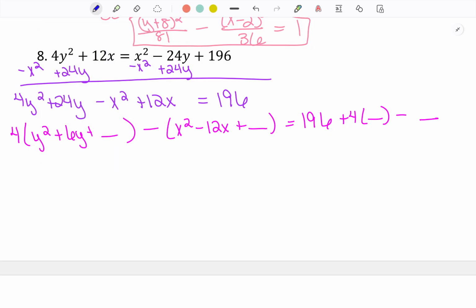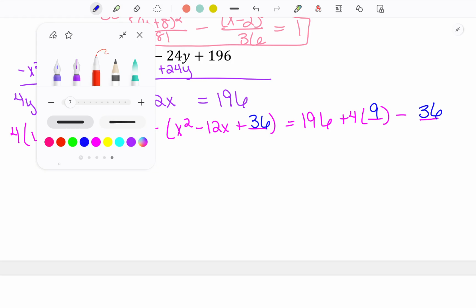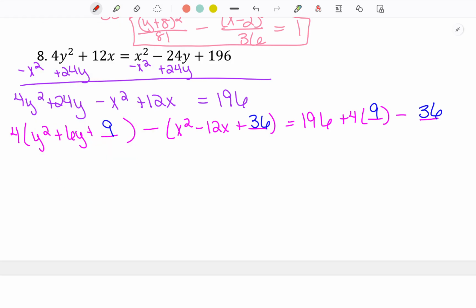So then we have half of 6 is 3, and then 3 squared is 9. So we'll have 4 times 9. And then half of 12 is 6, and 6 squared is 36. So we'll have a minus 36. So actually, 4 times 9 is 36, so we actually will cancel out our values in that case.